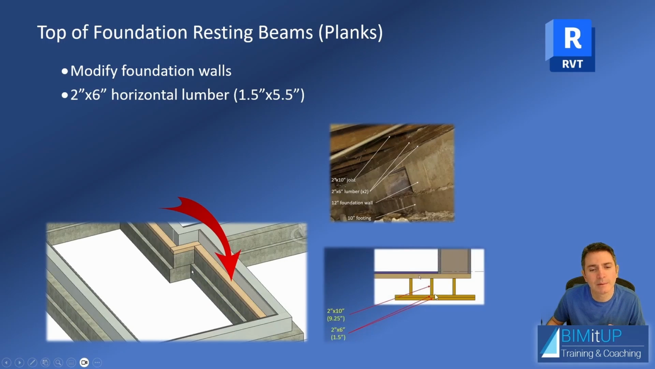Because in reality, what's happening is that these two members here, the lumber, the cross section of those is not really 2 by 6, but 1.5 by 5.5. And we have to take that into account so that we model it exactly how it's installed.